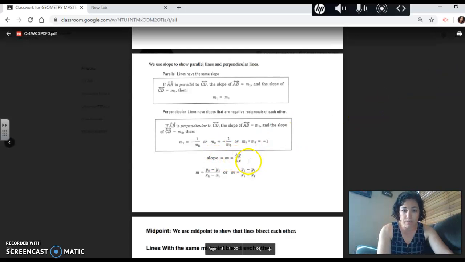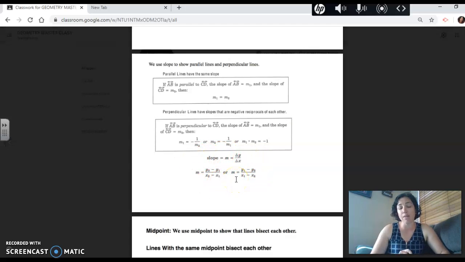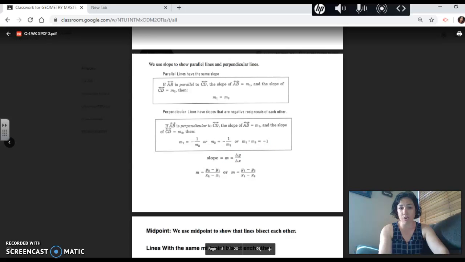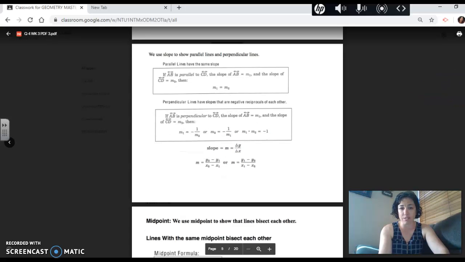For slope, to be able to figure out what the slope is, you're looking at how much it's going up or how much it's going down over how much it's going to the right. The change of your y's over the change of your x's.